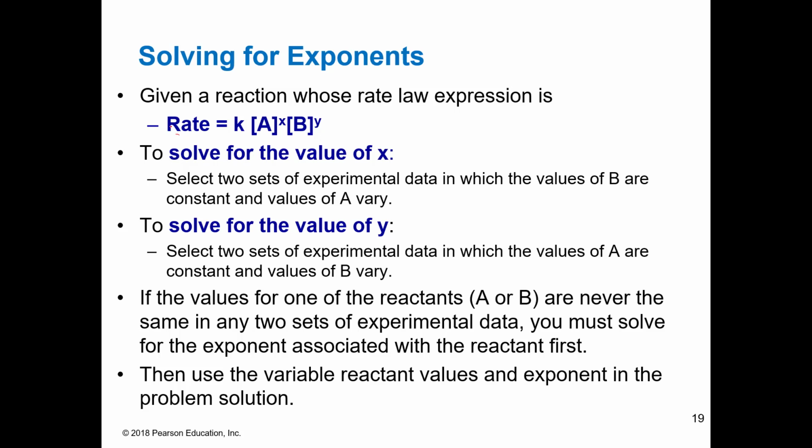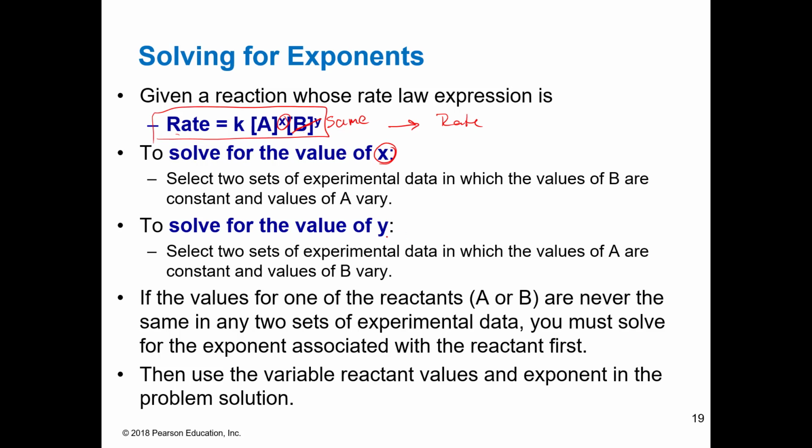So we're given a general rate law expression such as this, and this was A plus B gives us whatever. And we're going to solve for x. So if we solve for x, we're going to need some experimental data where B stays the same. And if B stays the same and there's no change in concentration, then the concentration of A changing is what's going to affect the rate. And so that's going to allow us to calculate what x was.